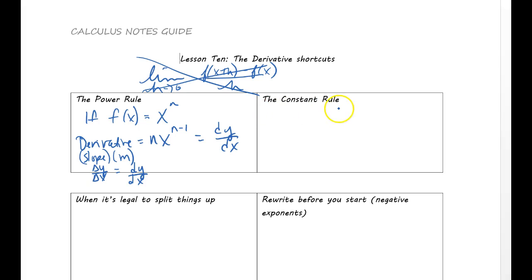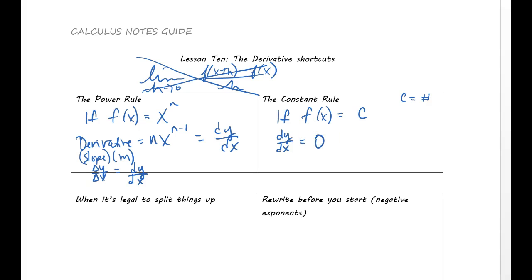But let's talk about the constant rule. Now, the constant rule just pretty much means if you are given a number, so C is a number, I don't care what number, negative, positive, whatever, but it's got to be a real number. As long as it's a real number, then the slope of that, or the derivative of a number, is just 0.